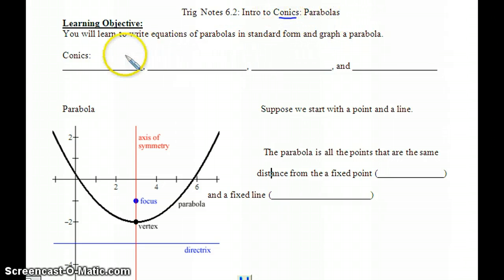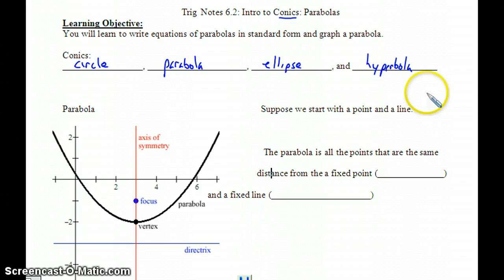Conics in general, there's really four of them that we're going to be talking about in these next few sections. We're going to be talking about circles, which is a type of conic. We're going to be talking about parabolas, and that's going to be the main topic for this specific section. We're going to be talking about an ellipse, how we graph ellipses, and then finally how do we graph hyperbolas. So those are going to be the four different types of equations that we're going to graph. And again, today's topic is going to be focusing on parabolas.